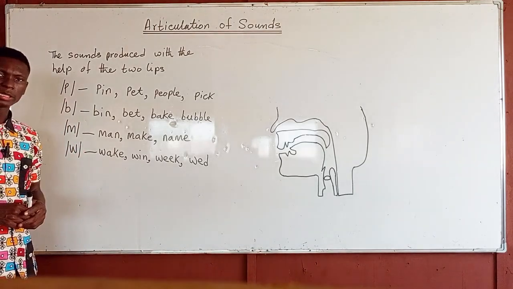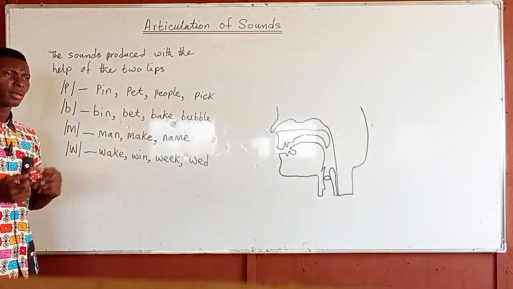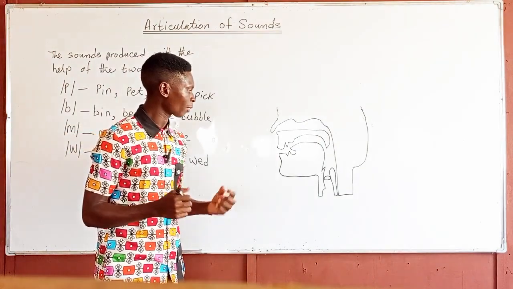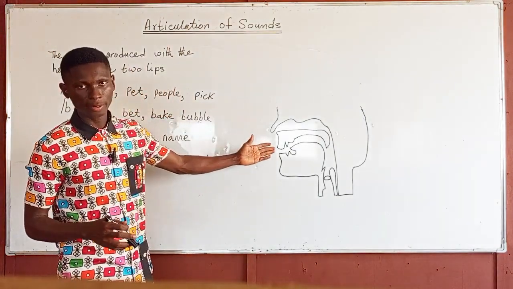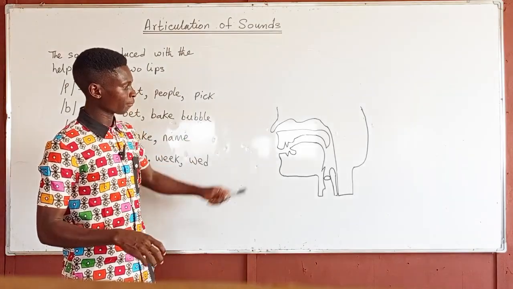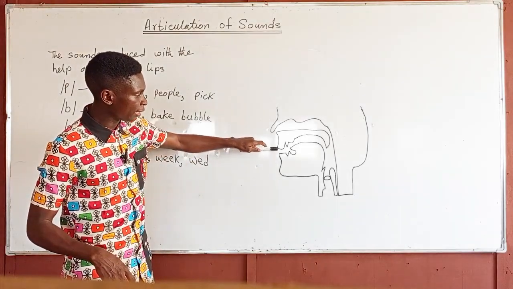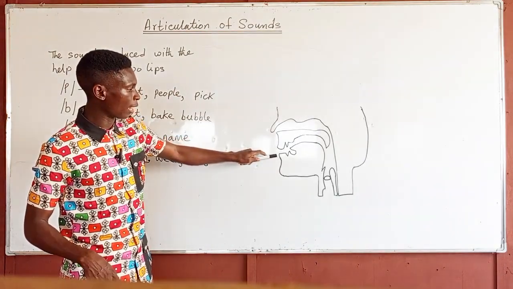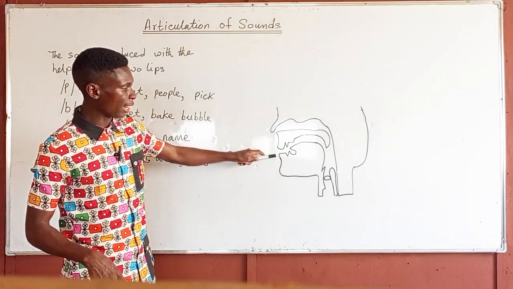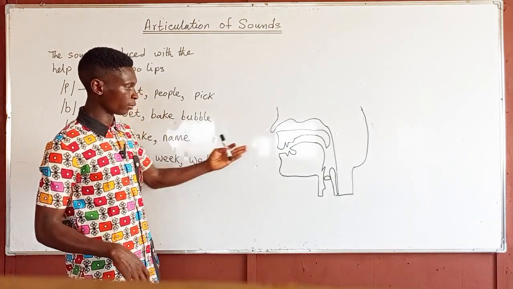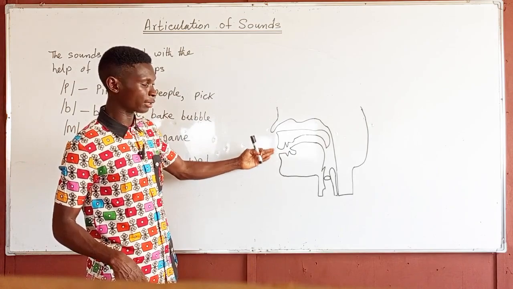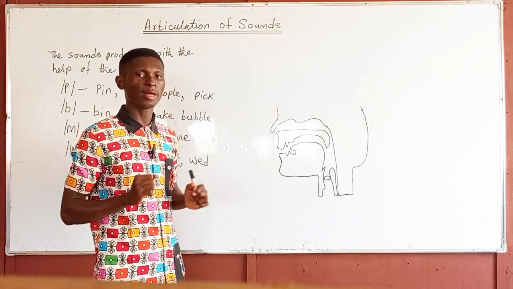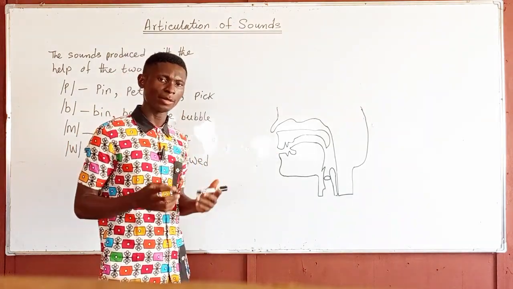Moreover, let's also consider sounds produced with the help of the tooth root. Considering this diagram, again, we can say that these are the two lips. This is the upper lip and the lower lip, two lips. Hence, to say the bilabial sounds, you need to bring these two lips together, put it in such a way that you can realize the sounds.